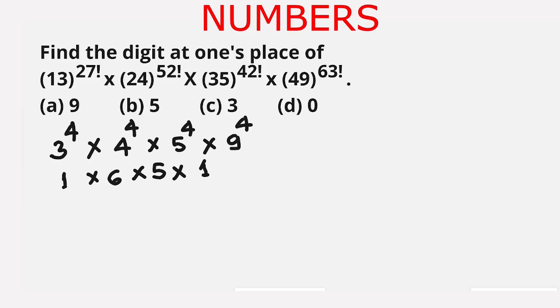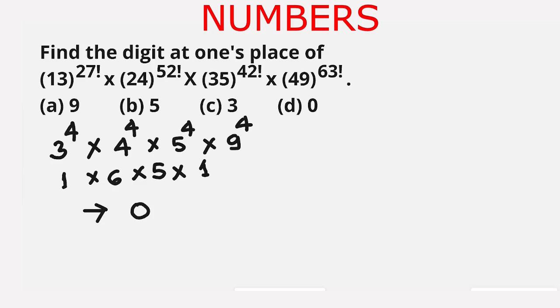Now 6 multiplied by 5 is 30 and 30 times 1 is 30 and again 30 times 1 is 30. So the ones place digit will be 0 as 30 has ones place 0. So this gives the ones place digit equal to 0. Whenever we find any multiplication of 5 and if any number which comes in multiplication is even, then the ones place digit will always be 0.